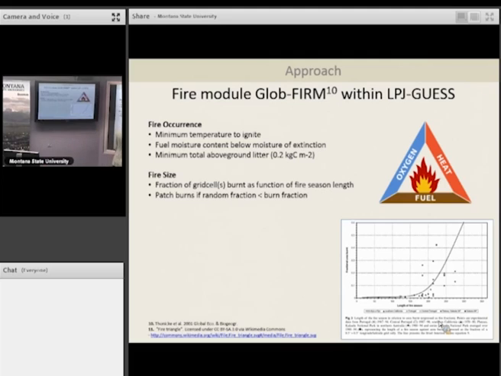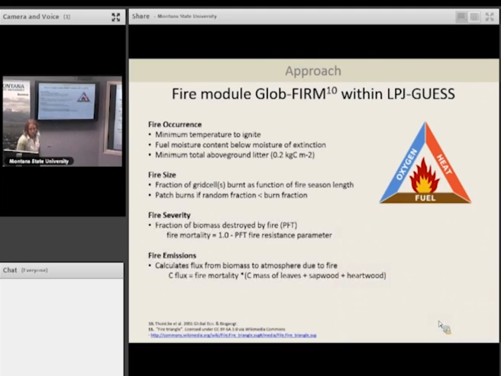Fire severity has to do with the fire-resistance parameter that you prescribe to the different plant functional types or species. And then the emissions use that fraction of biomass destroyed and calculate the reduction in carbon from the different carbon pools that are modeled: so leaves, sapwood, and heartwood for trees, and then leaves for grasses.